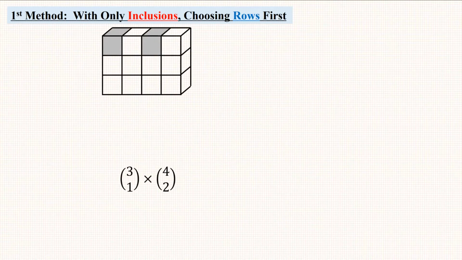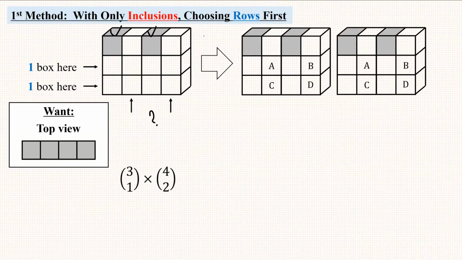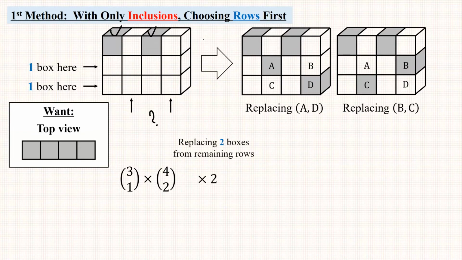Next, in each of these cases, we must consider the other 2 remaining rows, where only 1 box will be replaced in each row. In order for the top view to look like this, we must pick the 2 columns that are unchosen in the first row, the row where 2 boxes are replaced. So how many ways are there to do that? For example, suppose we replace 2 boxes from the first row like this. Then the boxes that must be replaced in the other 2 rows are either A and D or B and C. So there are 2 ways of choice in the remaining 2 rows.